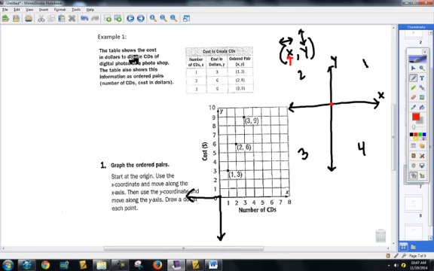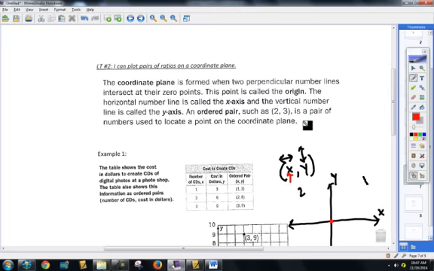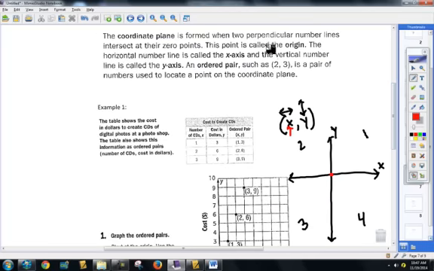You can see this table right here. Actually, you can read that, but it's kind of what I just summed up. The table shows the cost in dollars to create CDs of digital photos at a Photoshop. The table also shows the information as ordered pairs. So basically, it gives you the number of CDs and shows you the cost of those CDs. So it's just a ratio, guys. It's one CD for every $3, or you could write it as $3 for one CD.